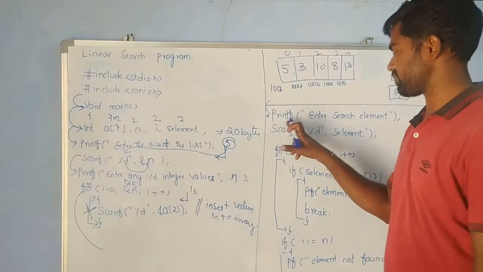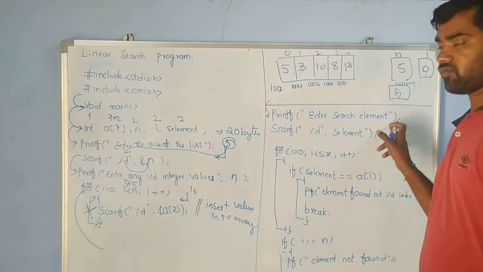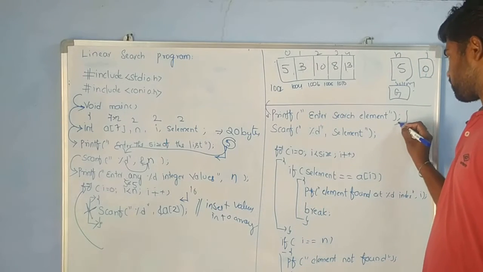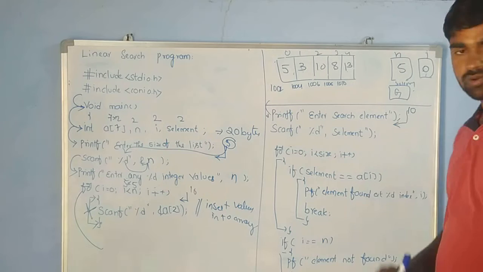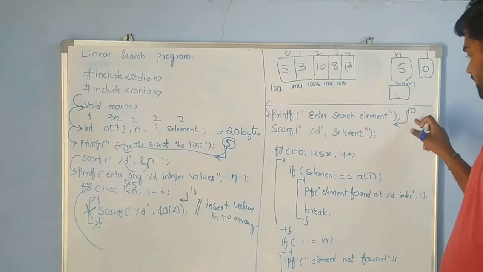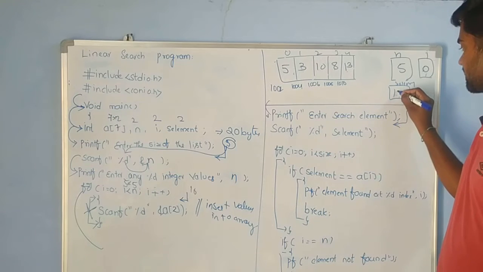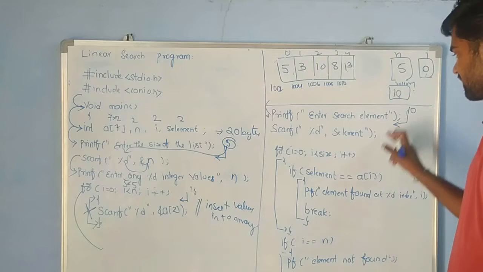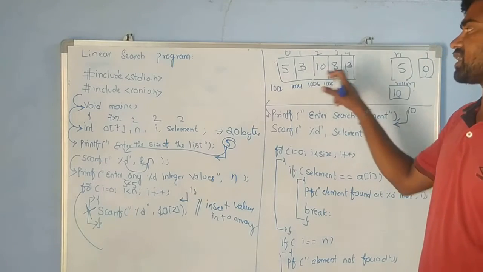What is the instruction here? Printf, enter search element. Search element we need to enter. My search element is equal to 10. Before that it is a garbage value. Whenever you enter the value 10, the search element will have the value 10. So with that 10 we are going to search in the list.